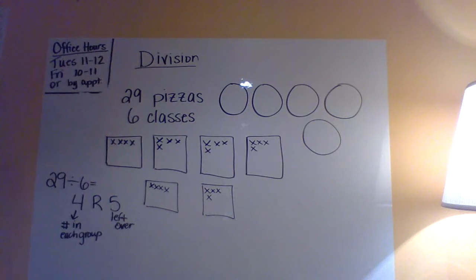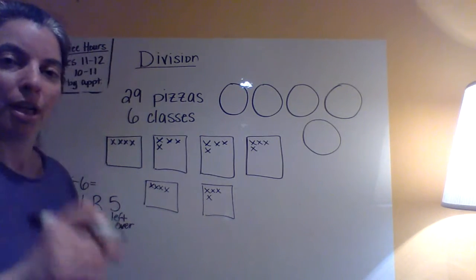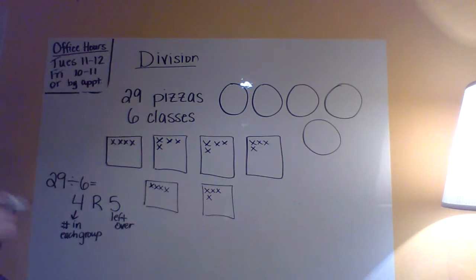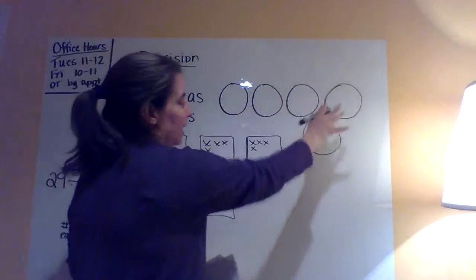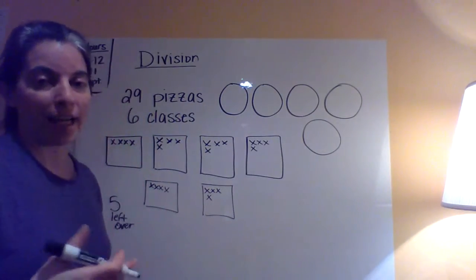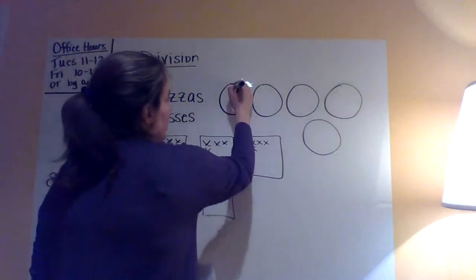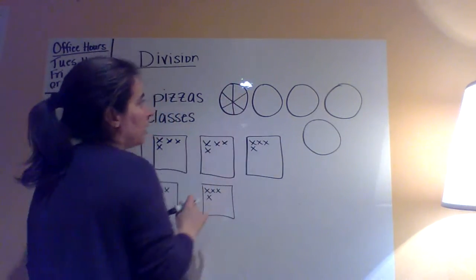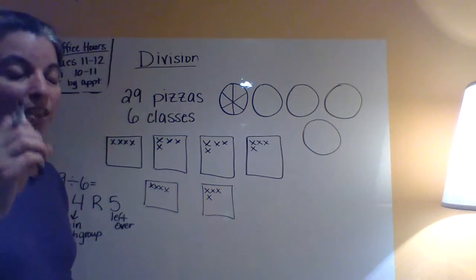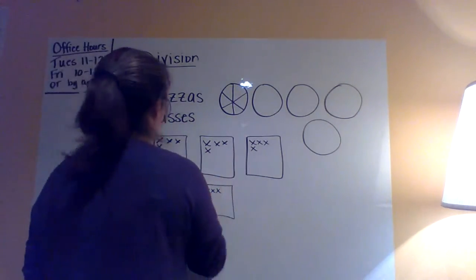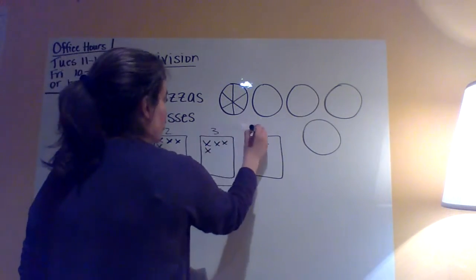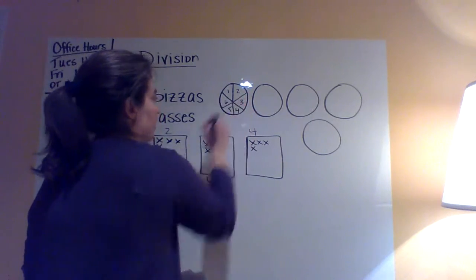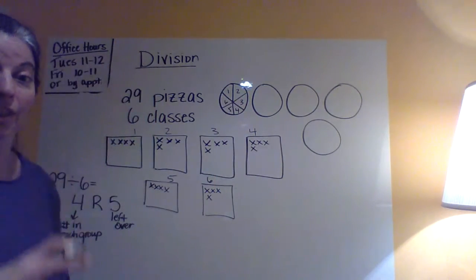I could take the 5 extra pizzas and go distribute them to the principal or the PE teacher, whoever else in the school. Or I could try to split these up. So we know that each class does not get a full pizza. But the easiest thing to do is to say, okay, let's take this pizza and split it into 6 equal pieces. So I'm going to label the classes 1 through 6. Each of these classes gets 1 slice from that pizza. And then I've used up that whole pizza evenly.